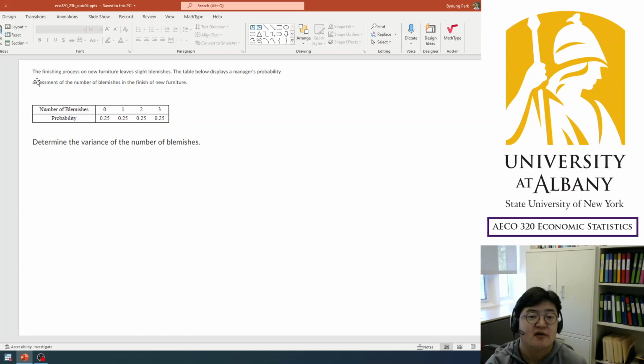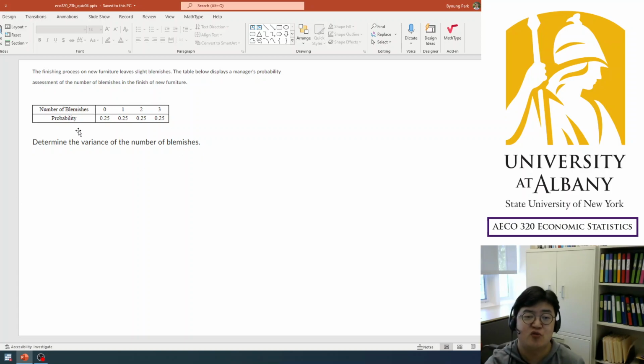So in this question, the finishing process on new furniture leaves slight blemishes. The table below displays a manager's probability assessment of the number of blemishes in the finish of new furniture, right? So there are 4 possible outcomes, 0, 1, 2, 3, and the probabilities are equal. Simple. I was lucky to get very simple numbers. Determine the variance of the number of blemishes.